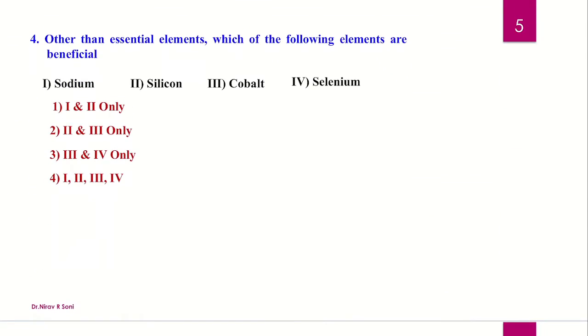Question number 4. Other than essential elements, you can find the words other than essential elements. Which of the following elements are beneficial? Sodium, silicon, cobalt and selenium. These all are very important.